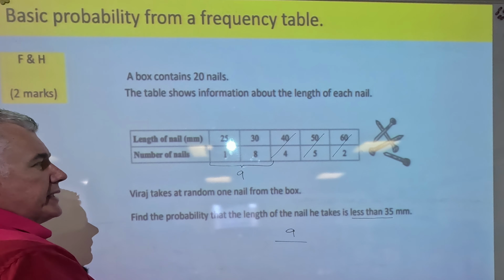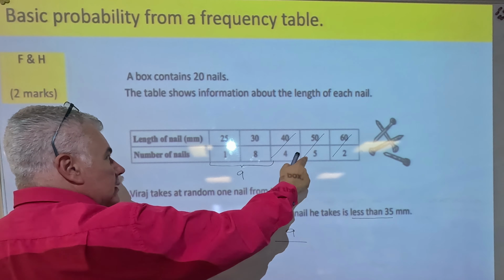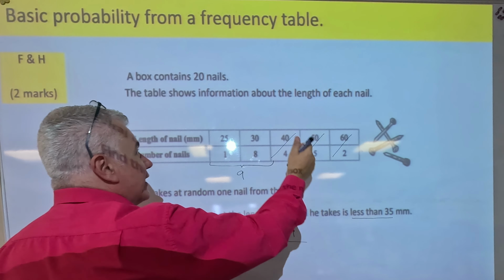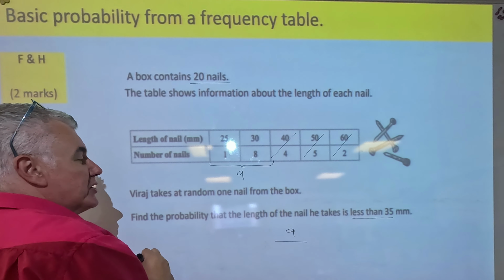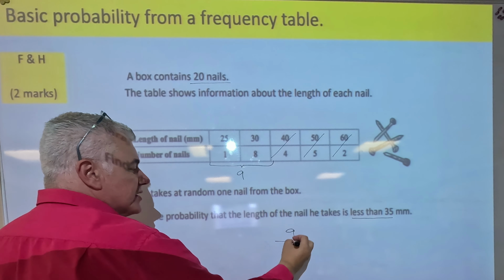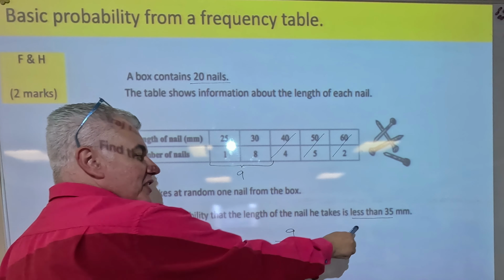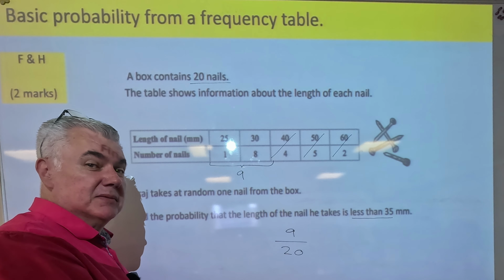But 9 out of how many? What's the total of these? But the question told me that at the beginning. I could add those up and I should get to this number they told me in the question. So I've got 9 chances out of 20 of picking a nail that is less than 35 millimeters.